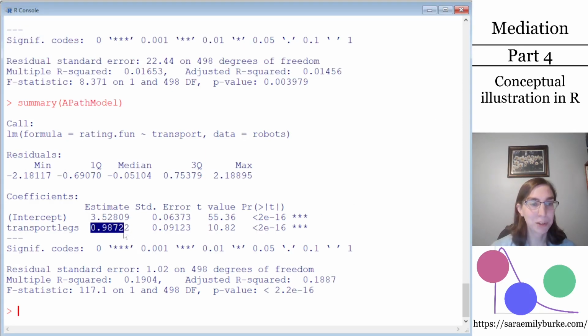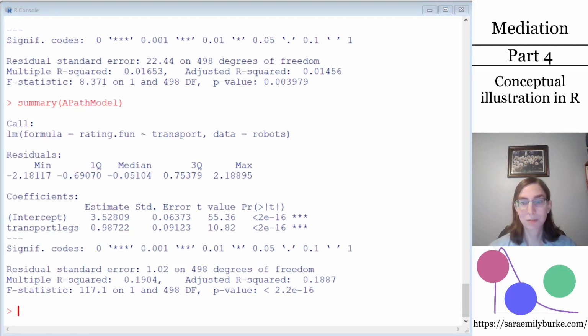And again, we have a positive and statistically significant slope. This illustrates that the rating of fun is almost a full scale point higher for the robots with legs than for the robots with wheels. And that discrepancy in perceived fun is also statistically significant.